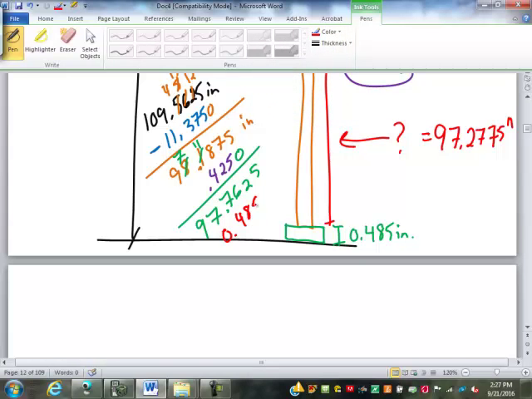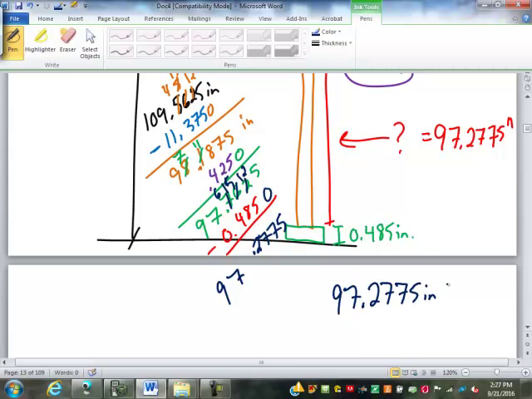And then we subtract the 0.485. Putting in the 0, so we got 5. Borrow from the 6, that's 5 and 12. 7, borrow from the 7, that's 6 and 15. 7 to 97. So yes, 97.2775. Did anybody go about it in a different way?